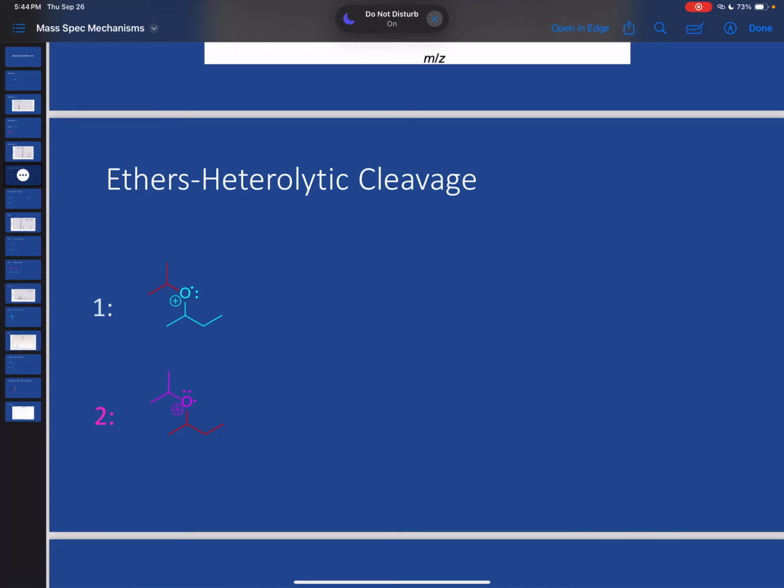Hi everyone, so this is video number 3 with our mass spec mechanisms. In this one I'm going to start talking about our ethers. Now our ethers can undergo two different types of fragmentations, one being heterolytic cleavage and the other being alpha cleavage or homolytic cleavage. I'm going to split that into two different videos so I don't have a super long one. And for this one we're going to be focusing on that heterolytic cleavage.